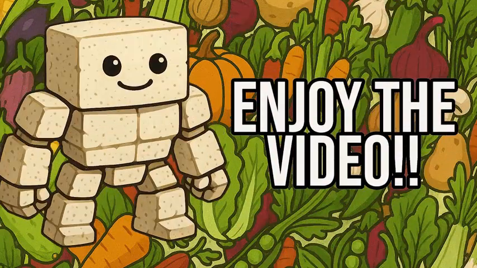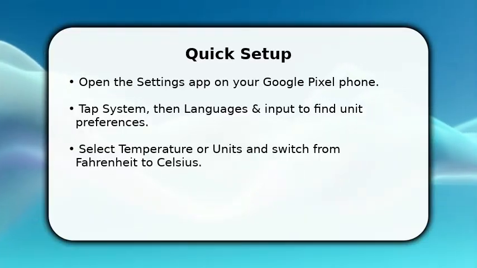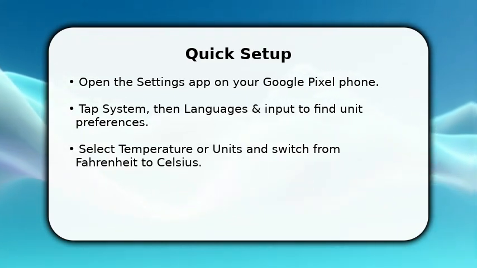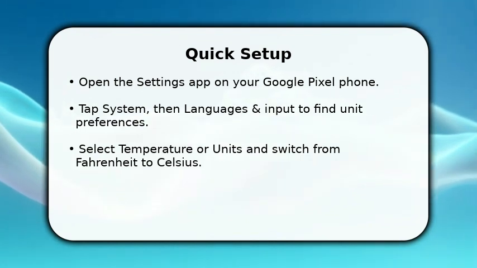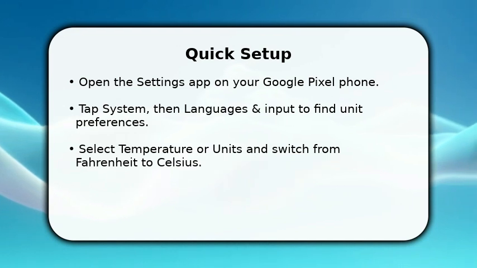Please enjoy the video. In this video, I will show how to change Fahrenheit to Celsius in Google Pixel. Easy method. Open Settings and scroll to System, then tap Languages and Input. Find the Units or Temperature option, choose Celsius, and confirm the change.